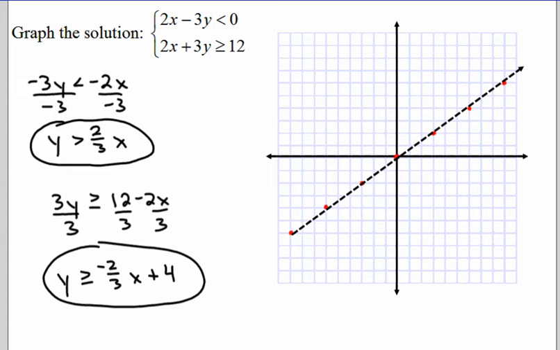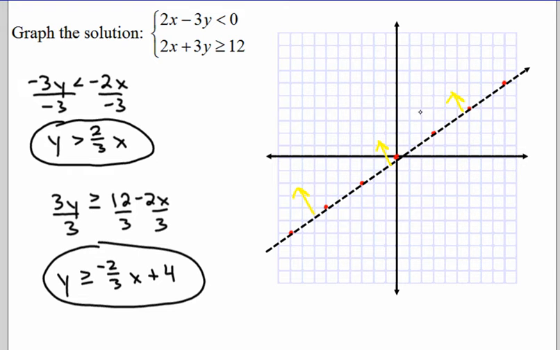So I'm going to get that graph right there. I'll extend it out this way. Okay. Now it says greater than, so I'm going to think to myself, okay, only above this line. The y's get greater above the line. Now I'll graph this other one also.